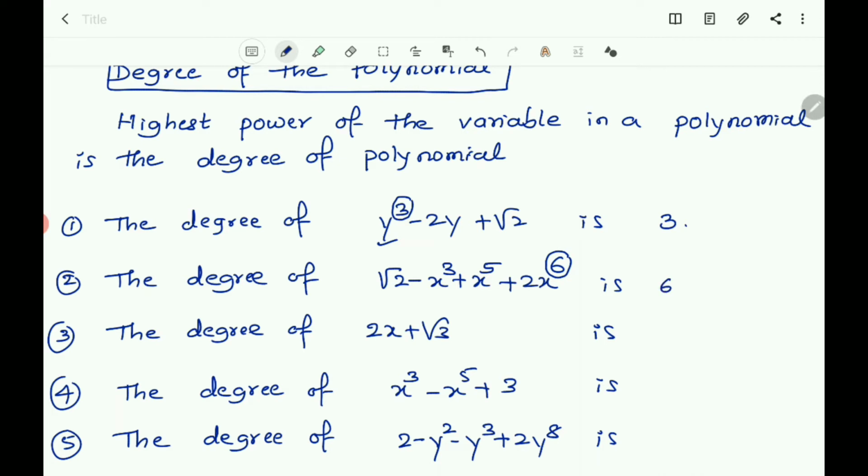The degree of 2x + √3. Here the variable is x. Its highest power is 1. 2x means 2x to the power of 1. So the degree of 2x + √3 is 1.